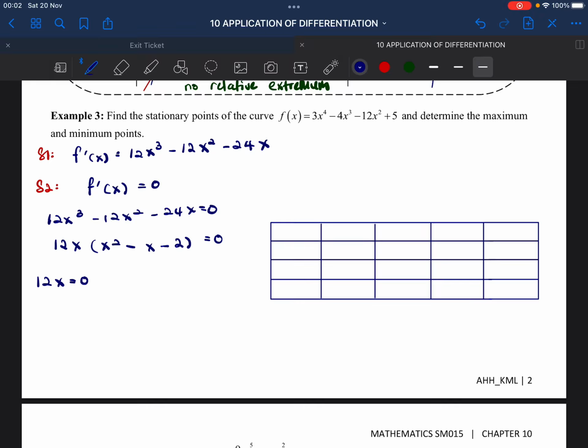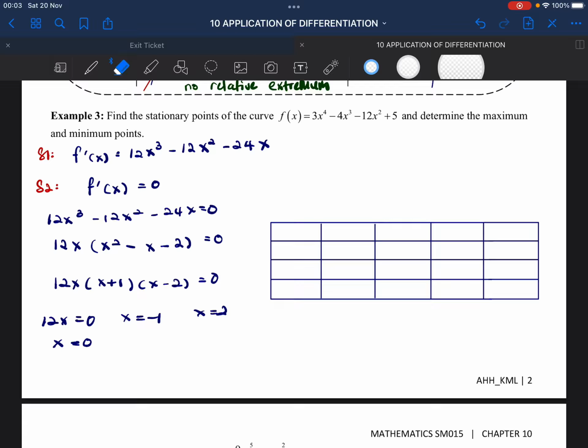Sorry, I'm a bit confused. 12x, so here we factorize, we are going to get x plus 1, x minus 2 equals 0. So therefore we will have 12x equals 0, x equals negative 1, x equals 2. So here is x equals 0. Okay, so you have 3 stationary numbers.